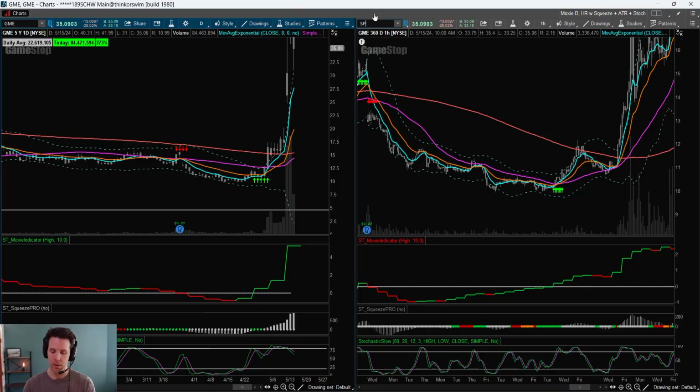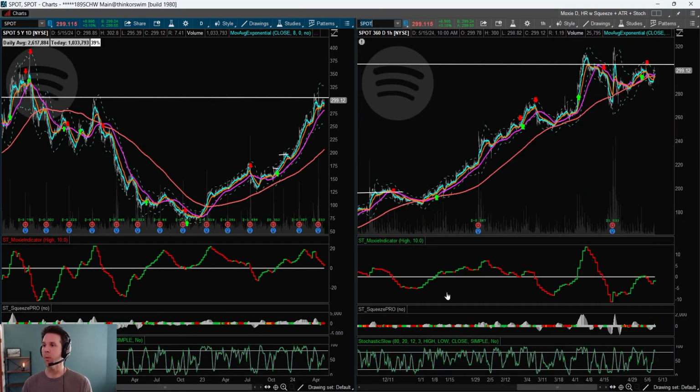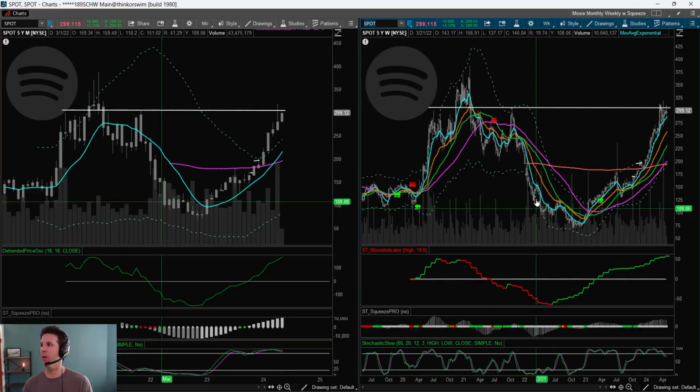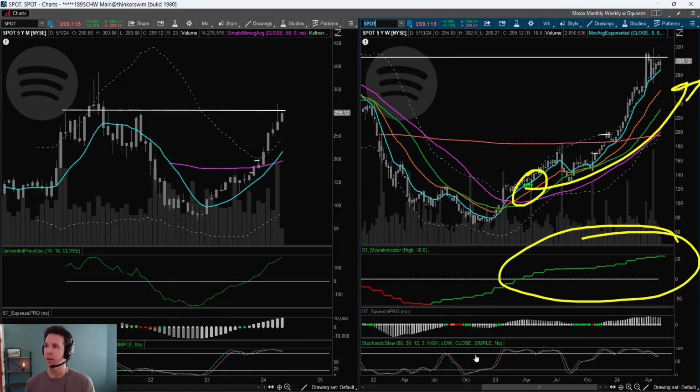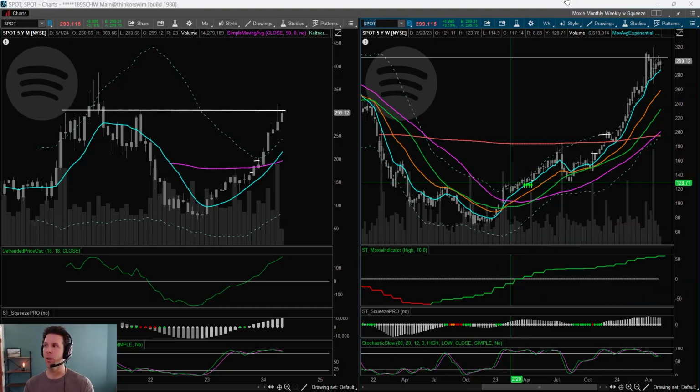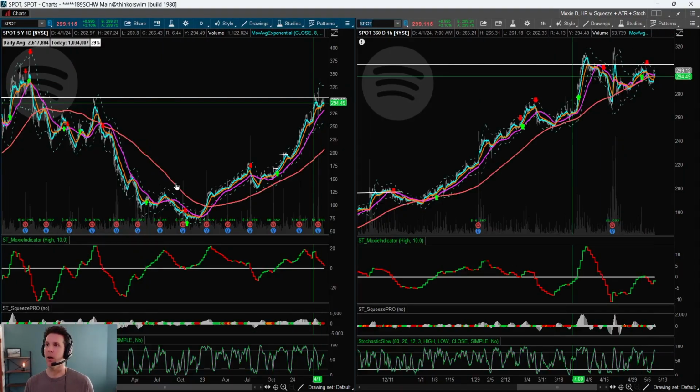Let's look at Spotify. I'll show you here on the weekly chart. You can see that Spotify had the Moxie Indicator fire right there, and it's been in an uptrend ever since. The weekly just hasn't even flinched. It's been green the entire way. So Spotify was doing very well, even on the higher time frames.